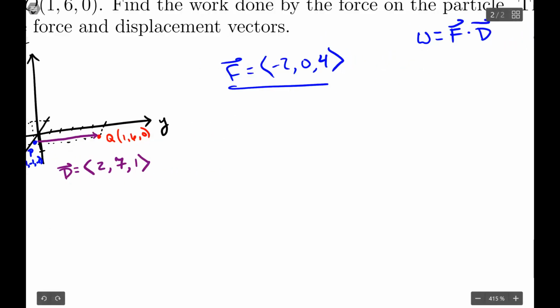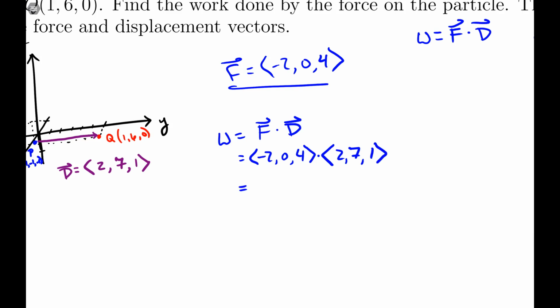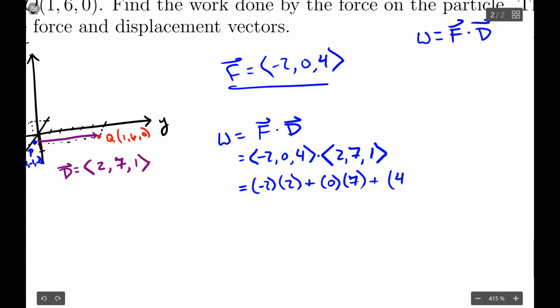So, we actually have the two vectors that we're looking for. Work is force dotted with displacement. And force we know is negative 2, 0, 4. Displacement we now know is 2, 7, 1. And we should be able to compute these. Dot product here says let's multiply negative 2 with 2, and then multiply 0 with 7, and then multiply 4 with 1, and add up all those results.